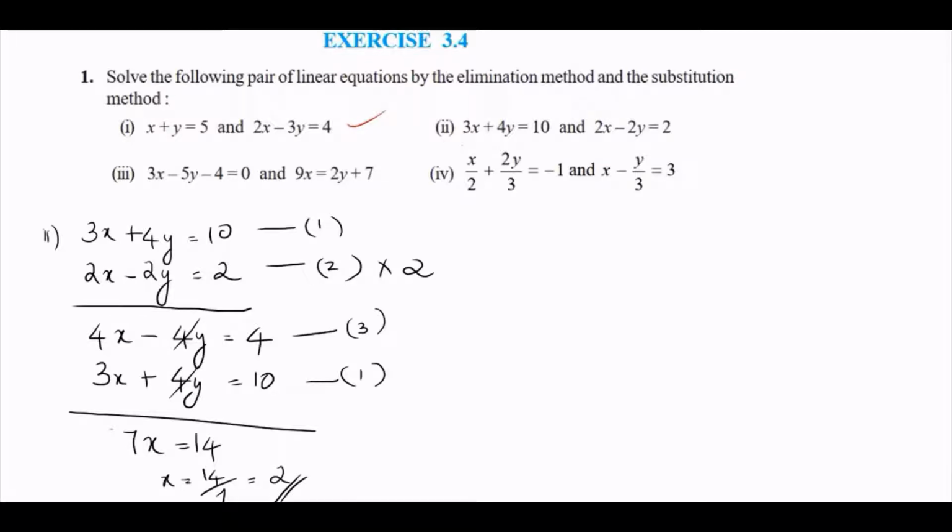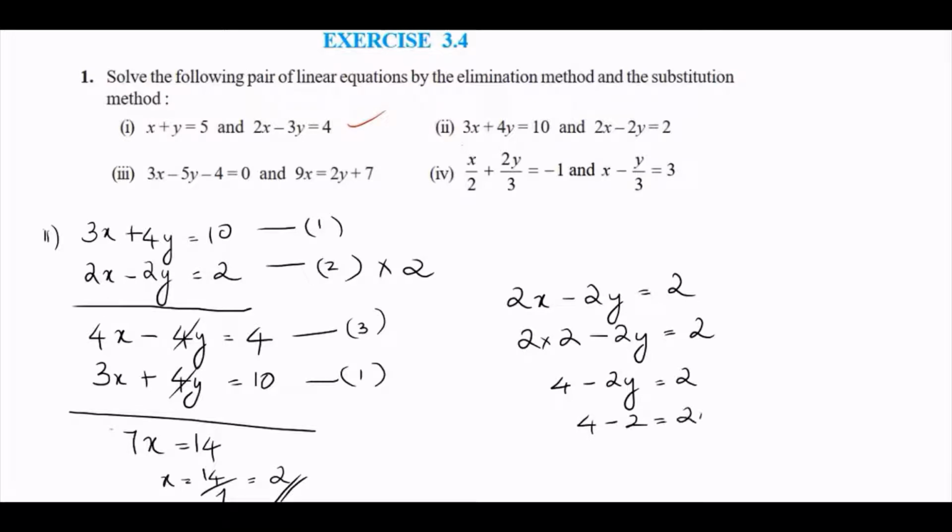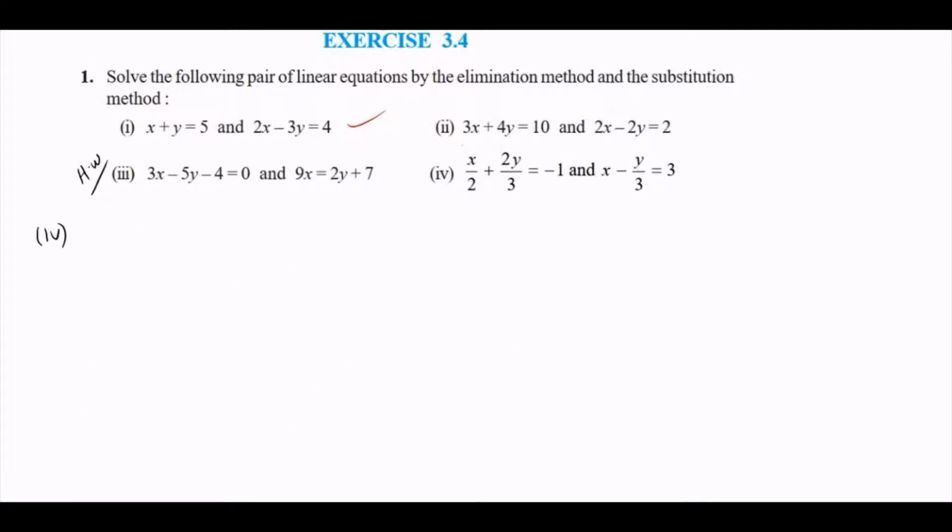Now we have to substitute this x value in one of the original equations. So let's take the second equation. 2x minus 2y is equal to 2. So 2 into 2 minus 2y is equal to 2. So 4 minus 2y is equal to 2. So 4 minus 2 is equal to 2y. That is 2 is equal to 2y. So y is equal to 2 by 2, that is equal to 1. So our y value is 1 and x value is 2. The third one you can do as homework. Let's do the fourth one.